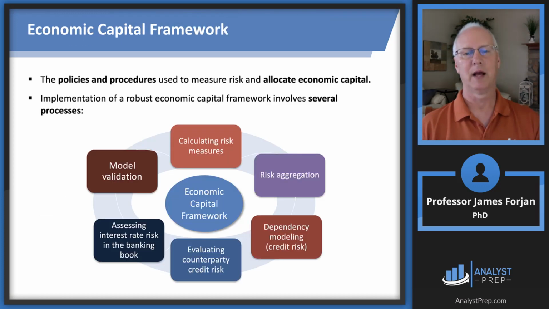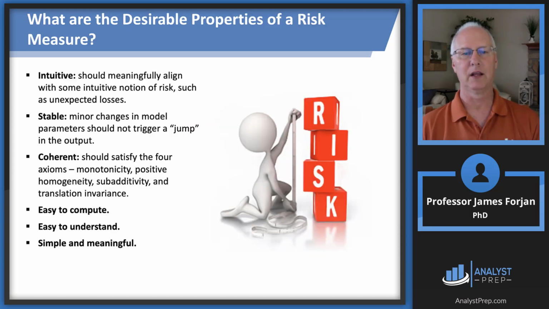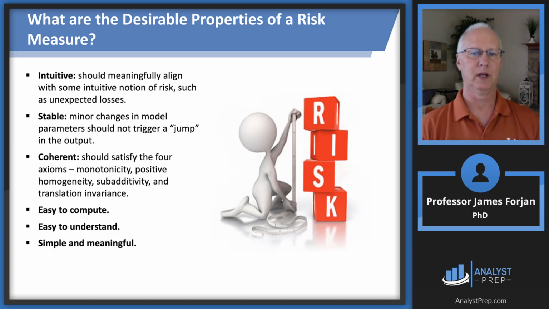So what was that top one back there? Let me swing back here. Calculating risk measures. All right, what are desirable properties of a risk measure? Intuitive. I guess that makes perfect sense, right? So there should be some relationship between and among uncertainty and ranges and risk levels and shortfalls and losses and unexpected losses and prices and returns, right? So this should make perfectly sound economic sense.